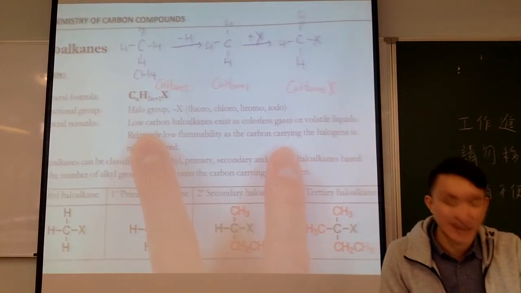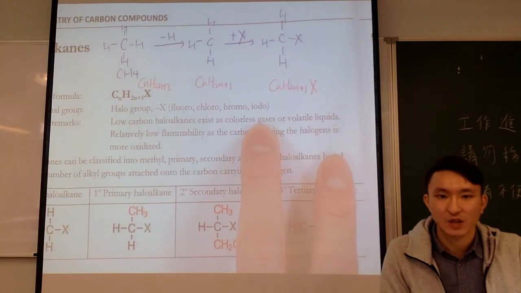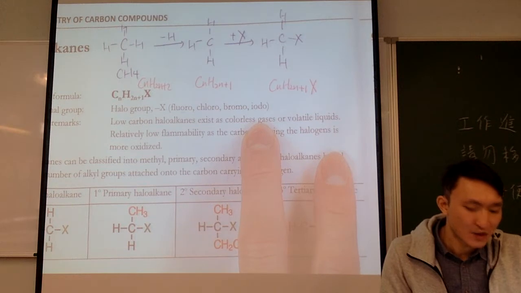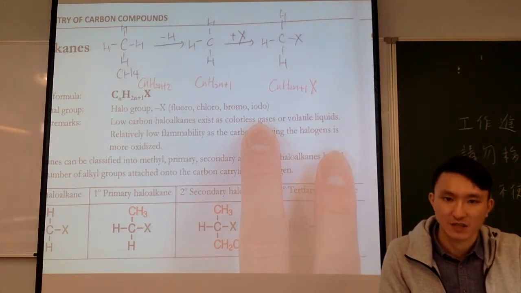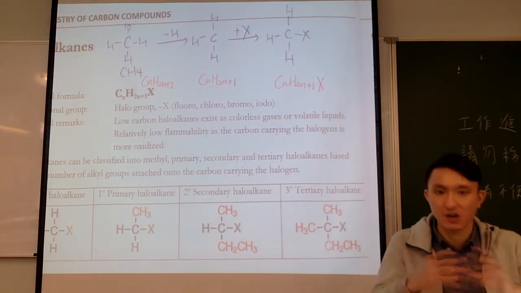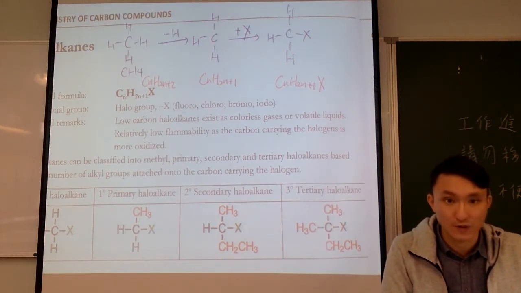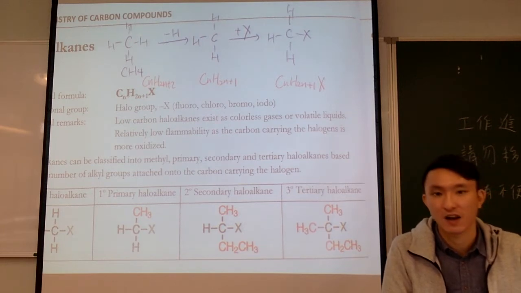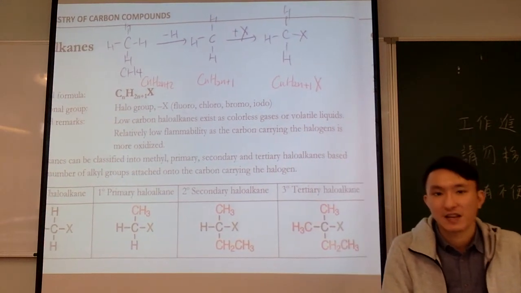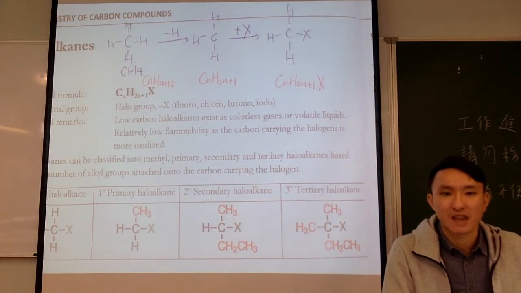Now, some general remarks about haloalkanes. So, low carbon haloalkane exists as colorless gas or volatile liquid. Actually, it depends on which halogen it has, because when you have larger halogen atoms such as iodine and bromine, note the huge size of the atom makes the whole molecule very large, which of course results in a stronger van der Waals force, and therefore having a higher boiling point, and probably in that case it will exist as a liquid.